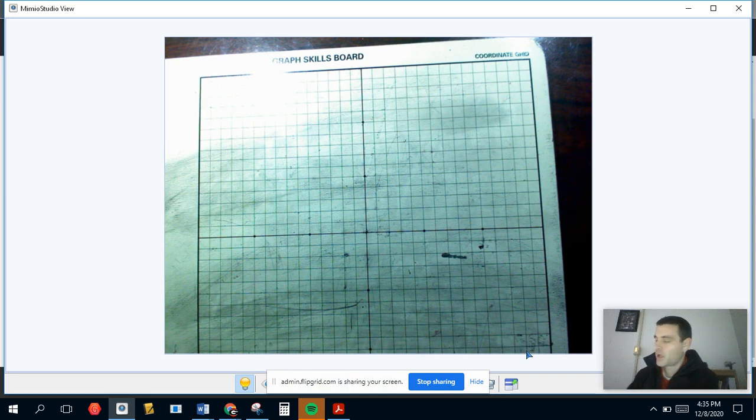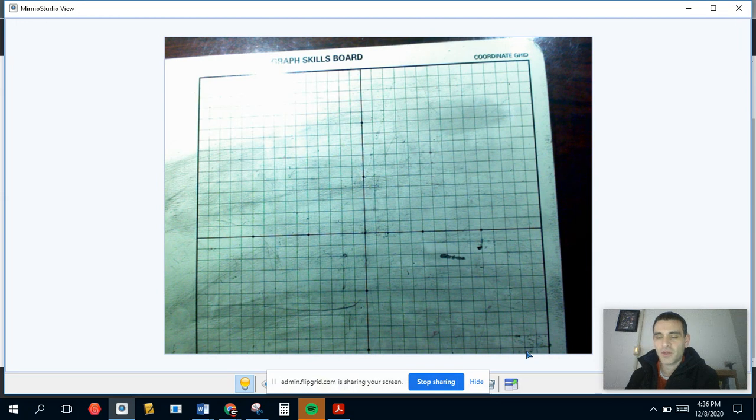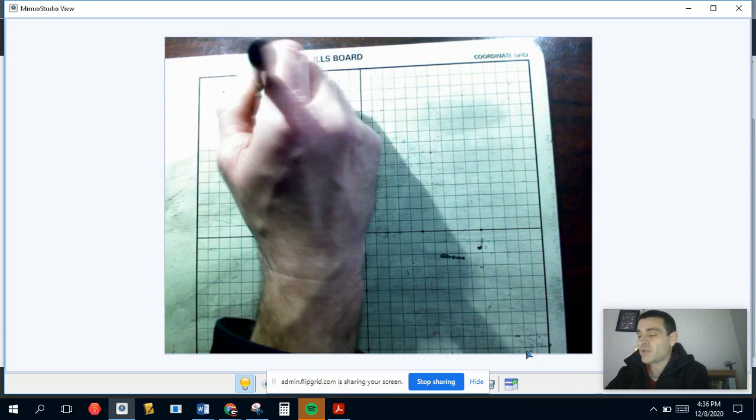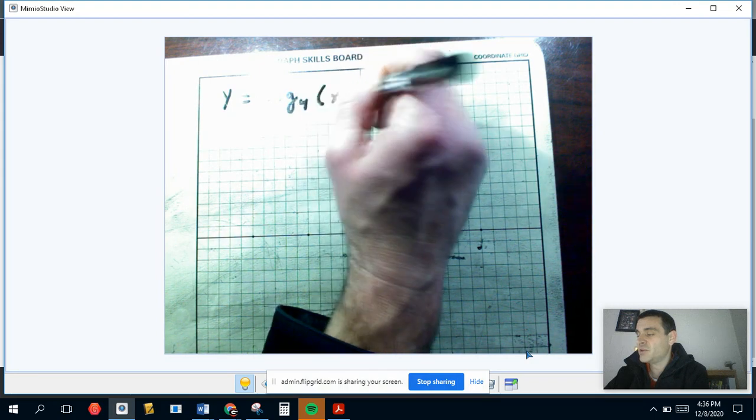Graph a log function here. We're just doing a freehand sketch, just an approximate sketch to try to understand the features of the graph. So we're not getting super technical here. But let's say we're graphing something like y equals log base 4 of (x minus 2), and then that plus 3.